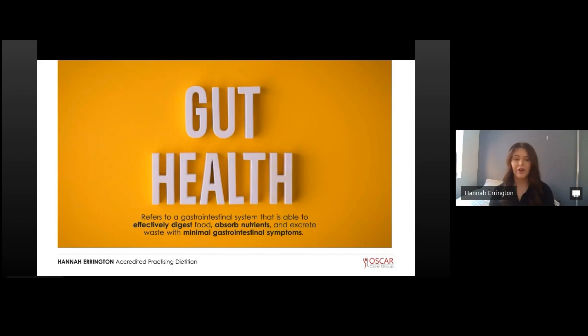The gut's primary role is to digest the food and drinks we consume, absorb nutrients from them, and then take what we don't need and excrete it as waste product. Gut health is a pretty broad term, but generally gut health is referring to a gastrointestinal system that is able to effectively digest the food we eat, absorb the nutrients that we need, and excrete waste with minimal gastrointestinal symptoms. And we'll go over what those symptoms are throughout the presentation.